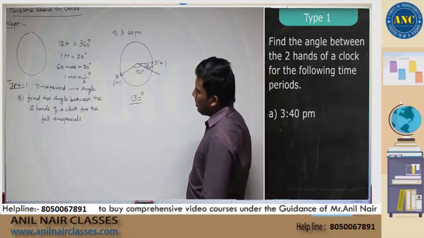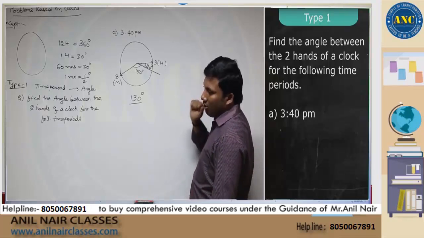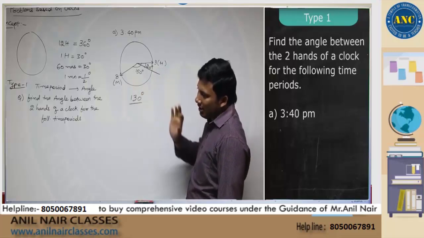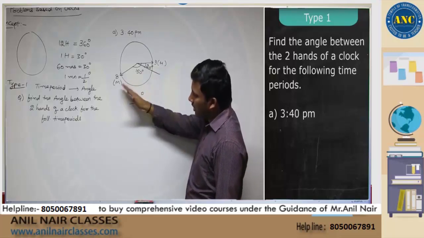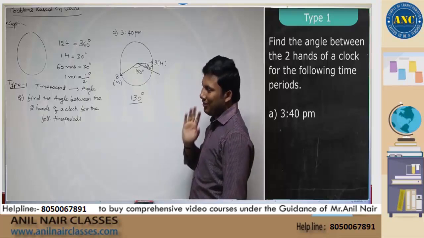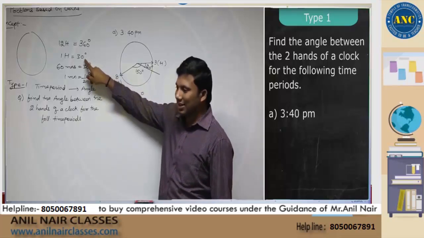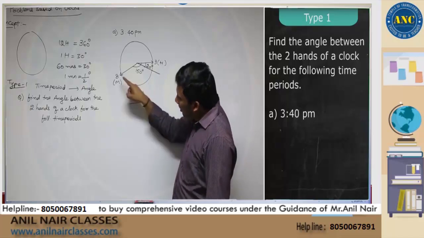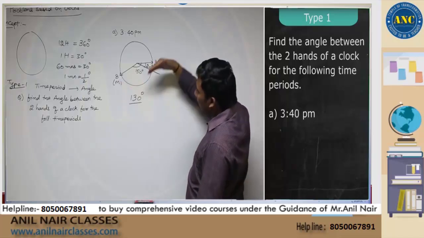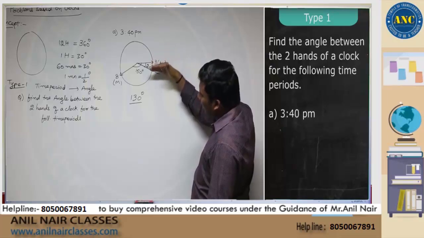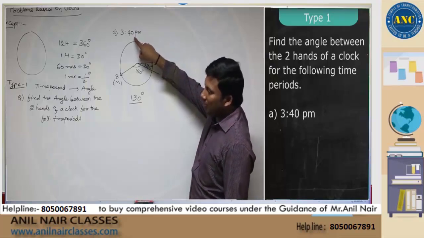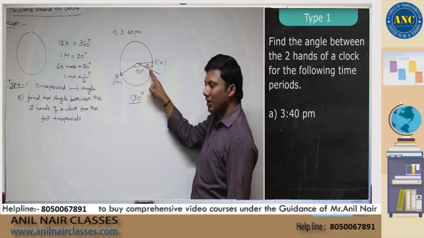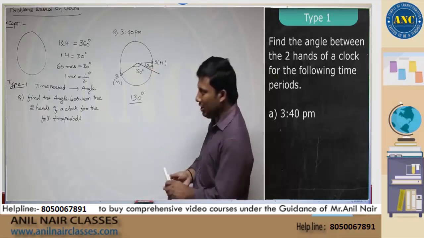See here. 3:40 p.m. Step number 1. Represent it on the clock. Hour hand is at 3 o'clock. Minute hand is at 8 o'clock. 3 to 8. How many hours difference? 5 hours difference. 1 hour is 30 degrees. 5 hours will be 150 degrees. When the minute hand reaches 8, our hour hand will not be at 3. It will take how much time? 40 minutes. 1 minute half degree. 40 minutes how much is it? 20. Out of 150, 20 more.